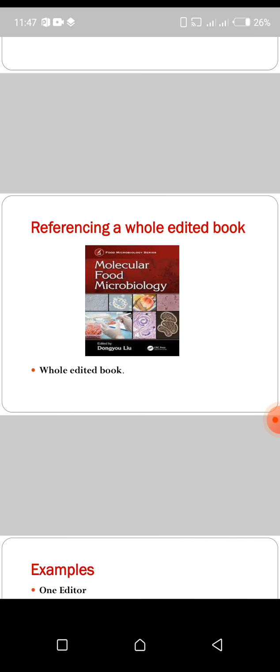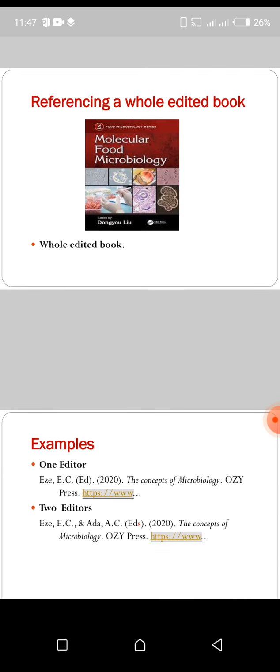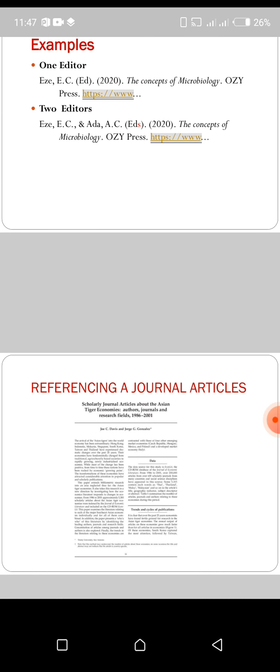Let's look at the front cover of the whole edited book. You will see that on the front page we will be seeing "edited by", for you to know that the book is an edited book. If it's a whole authored book, you will not see "edited by". This "edited by" will only come for an edited book. So by adding this ED or EDS, that is the difference between whole authored book and the whole edited book.